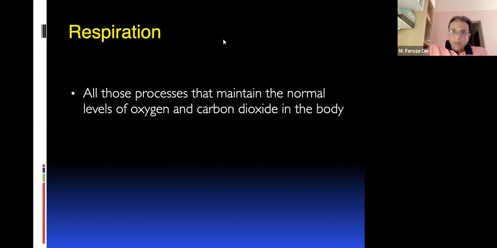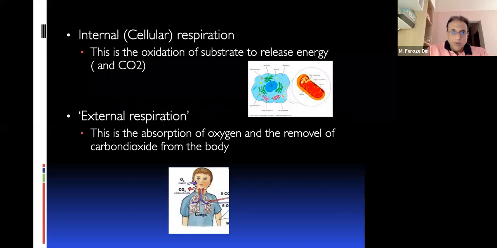But usually you find that it is divided into internal, or what is called the oxidization of substrate to release energy, and also carbon dioxide and water. As you know, when oxygen reacts with the substrate, for example glucose, the products are water, carbon dioxide and energy. That is internal or cellular respiration.